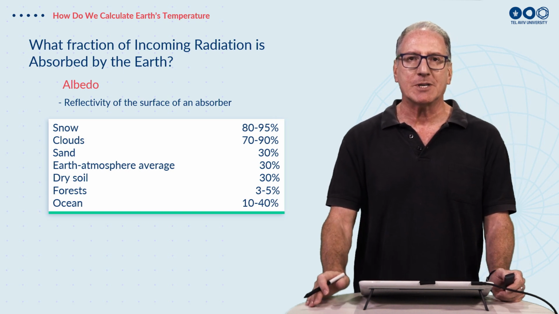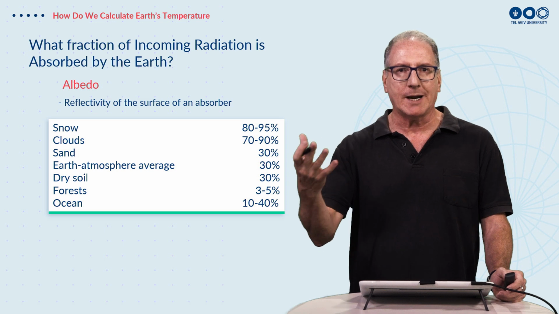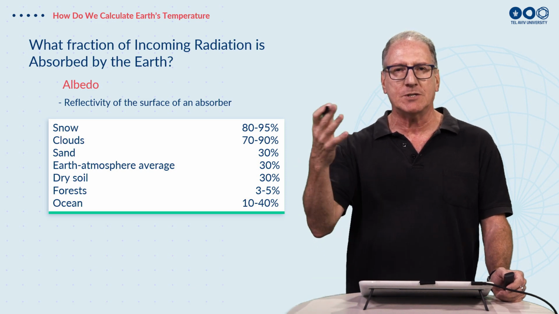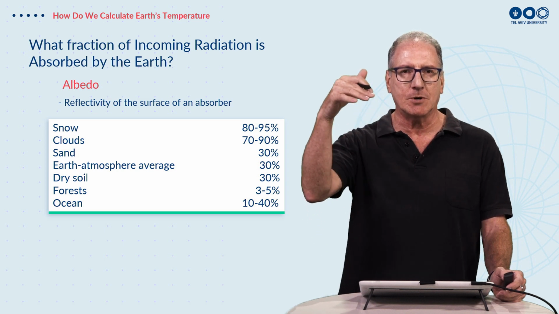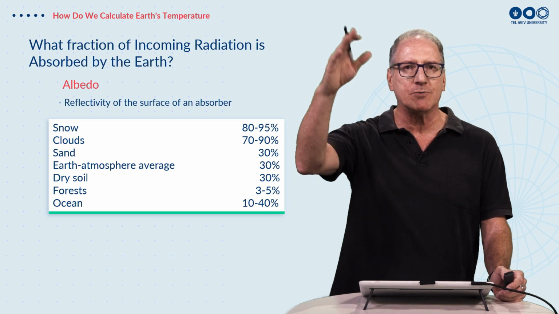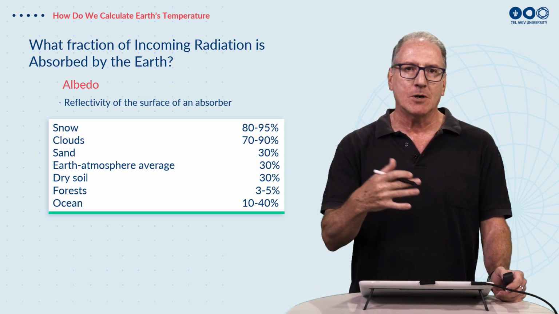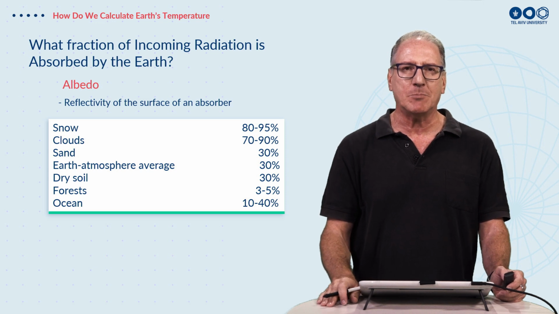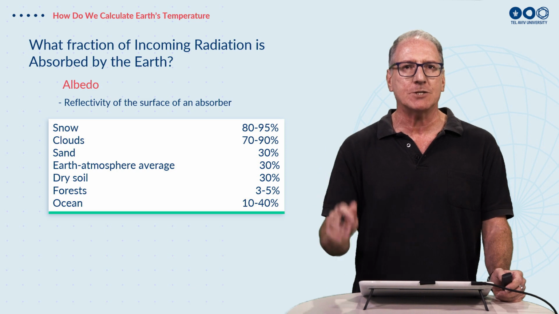So here we can see some examples of albedo. Snow, for example, is bright and white, and clouds reflect between 70 to maybe 95% of the radiation which actually hits them. So if the sunlight comes in on the bright snow, most of it will be reflected back out to space. On the other hand, the oceans will reflect maybe 10 to 40%, depending on the angle of the sun, the time of the day, and the latitude.